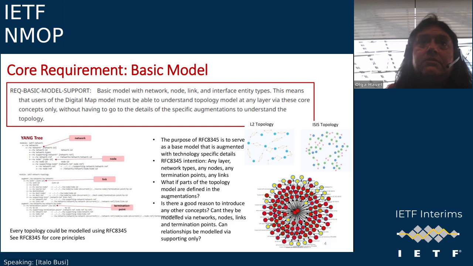So the authors of 8345 and the authors of 8795 had a long discussion about how to split between the network topology and the T topology. I was not part of the discussion, so I came after the fact. So I don't know what was there. I don't know if there are any of those authors on the call, but we can check offline why they came with the current split.